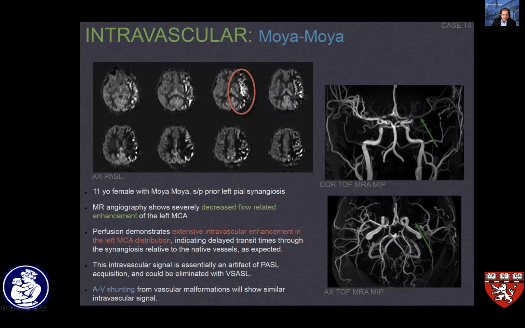There's a patient with moyamoya here, where you can see a decreased flow rate and enhancement in the MCA on the left side. And here on the perfusion, you see intravascular enhancement in the left MCA distribution, indicating delayed transit times through the synangiosis, which is the revascularization procedure used in these patients.